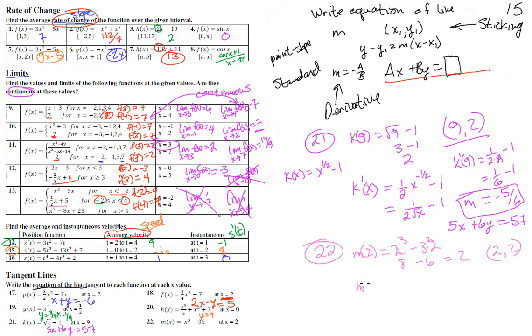The slope comes from the derivative. M primed of x is going to equal 3x squared. That 3 comes down to the front, and then it drops a power, minus 3. And that equals, sticking in 2, m primed of 2 now gives us 3 times 2 squared. That's 12 minus 3 is 9. So the slope is 9.